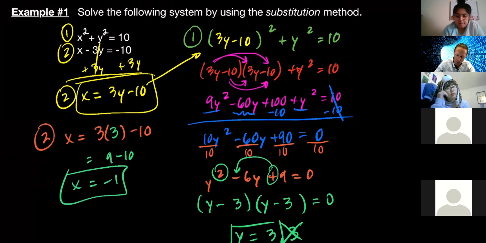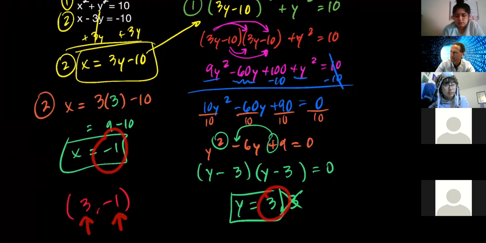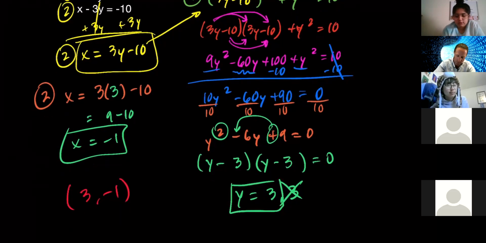So how do we finish? What do we put? Our final answer? 3 comma negative 1, right? No. What do you mean? That's an ordered pair. I found this first and then that second. That's the way I put it, right? It's x and y, not y and x. Very good. Remember, it's the order of the alphabet, not the order that you found it in.